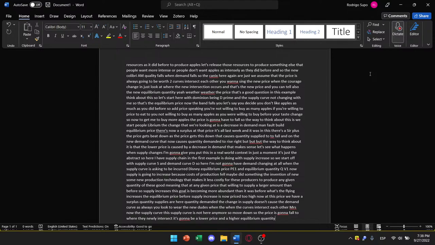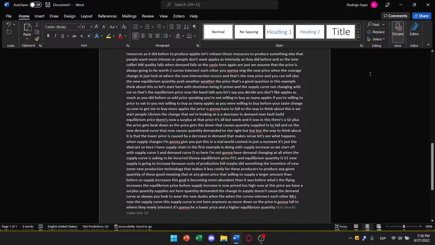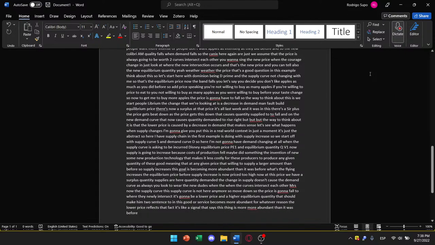That should make intuitive sense too. If this good or service becomes more abundant for whatever reason, the lower price reflects that fact. It's like a signal that says, this thing is more abundant than it was before. So the price is less. There's more of it available. And because it's more abundant, a rather loose way to say it is society can afford to produce and consume more of it.